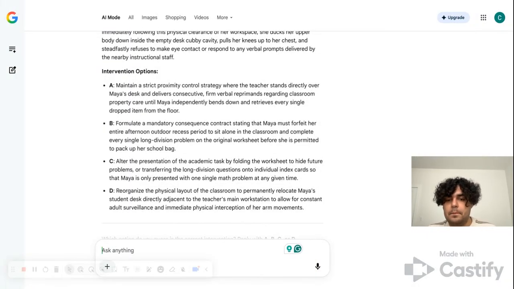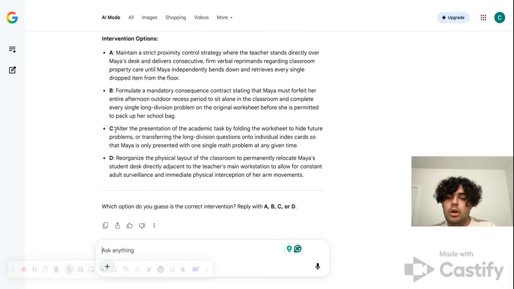And yeah, sitting alone in the classroom, like again, you're losing socialization, social skills building. Yeah, that's not going to be ideal. I wouldn't recommend this at all. I've never done this. C. Alter the presentation of the academic task by folding the worksheet to hide future problems, or transferring the long division questions onto individual index cards so that Maya is only presented with one single math problem at any given time. Perfect. Perfect. That would be first line, first thing I would do in this situation.